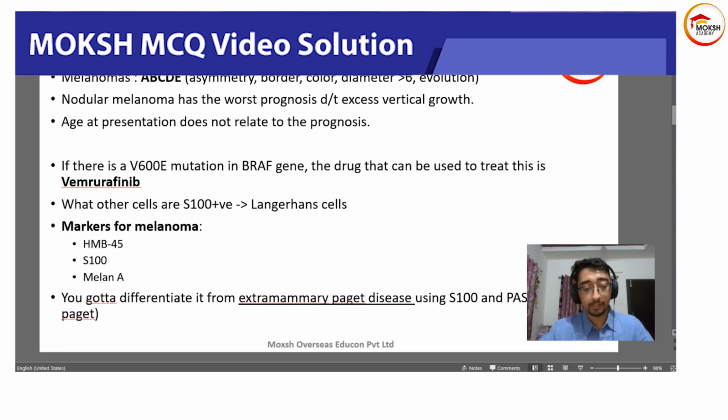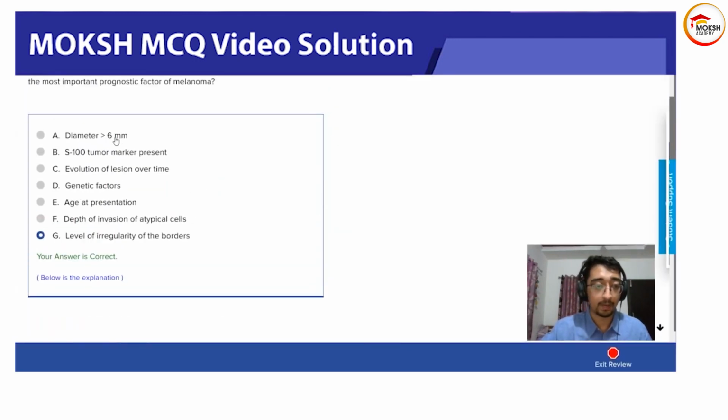Okay. And let's look at the other options here. Okay. So diameter more than 6 mm. Well, it's just a fact that it doesn't matter, because for a skin tumor to be malignant, it has to penetrate deep inside the tissues, right? That's the most important thing. And S100 tumor marker present, that is a marker for melanoma, but that has no relation with the prognosis. Okay, evolution of the lesion over time. Well, this could be a prognostic factor, but it is not as important as the depth of invasion of the disease. Okay.